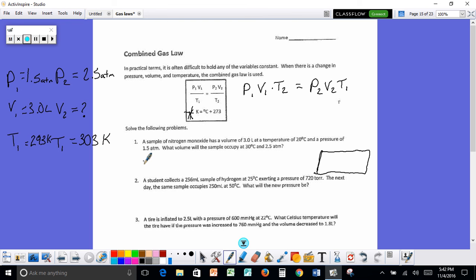So let's go ahead and plug this into the equation. So pressure 1, 1.5 atm, times volume 1, 3.0 liters, times my T2, 303 Kelvin, is equal to 2.5 atm times V2 times T1, which is 293 K. Now, I can divide both sides.